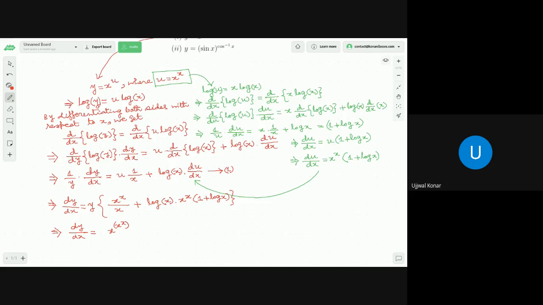That x power x power x. Now let's simplify a little bit. If we simplify, what we are going to get is x power x minus 1, isn't it? x power x by x, that means x power x minus 1. Correct or not? Plus x power x into log x. Correct or not? Into 1 plus log x. That is our final solution.